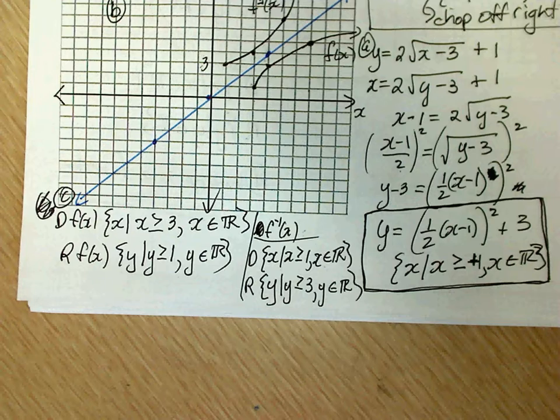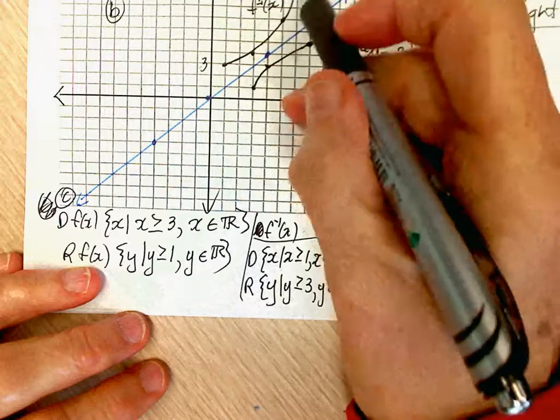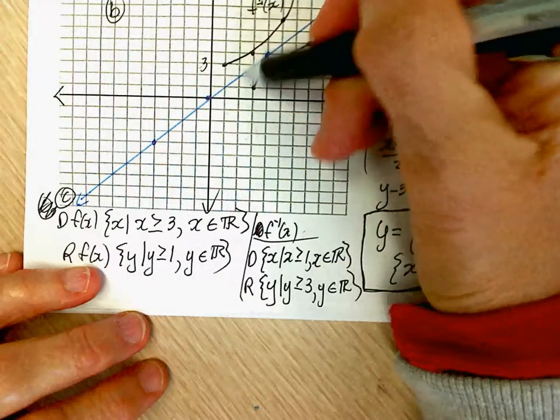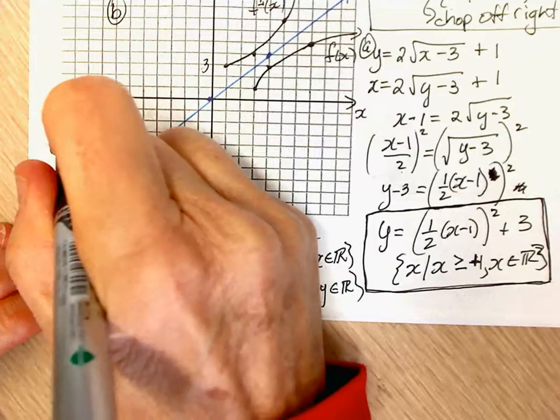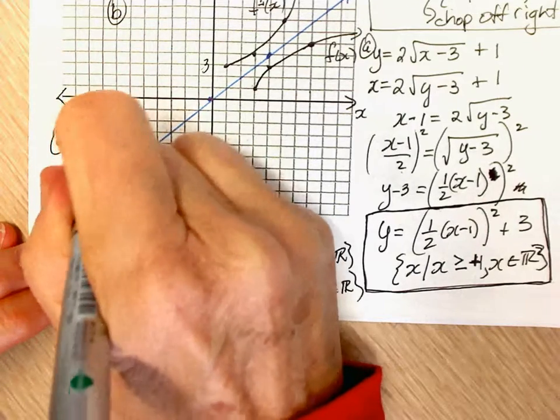So the question asks, if the inverse is not a function, restrict the domain of f of x. Well, is the inverse a function? So for part D, we'll just say inverse f minus 1 of x is a function.